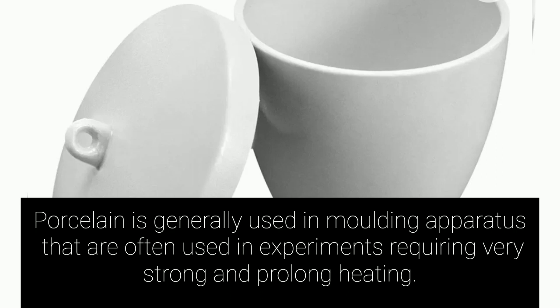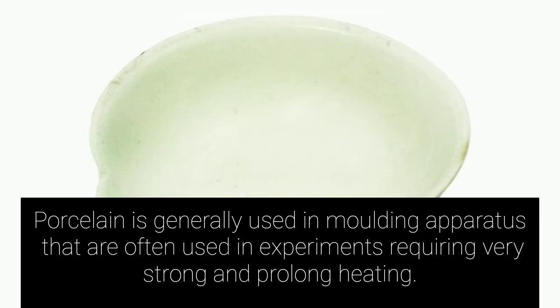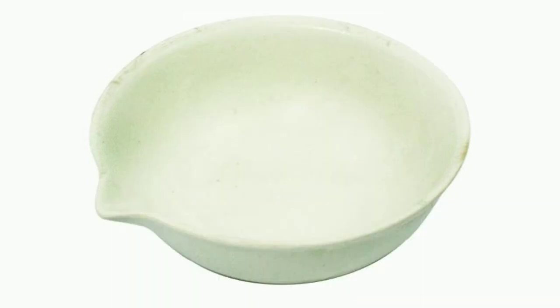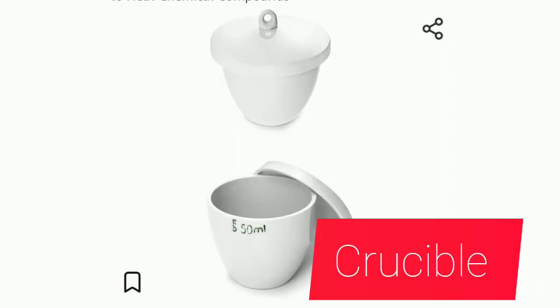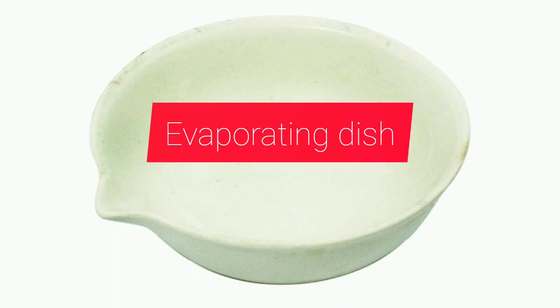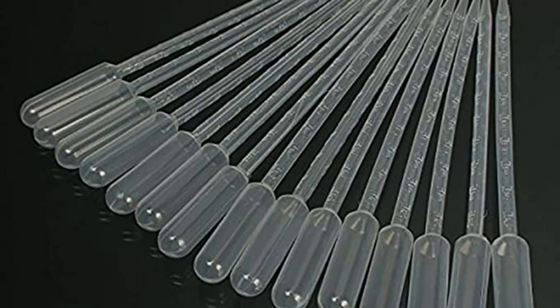Porcelain is generally used in molding apparatus that are often used in experiments requiring very strong and prolonged heating. If you want to heat in chemistry, majorly the material we use in doing that, when it involves prolonged heating, we use material made up of porcelain. Examples of such apparatus are the crucible. We also have the evaporating dish, and we have the mortar and pestle, and so on.